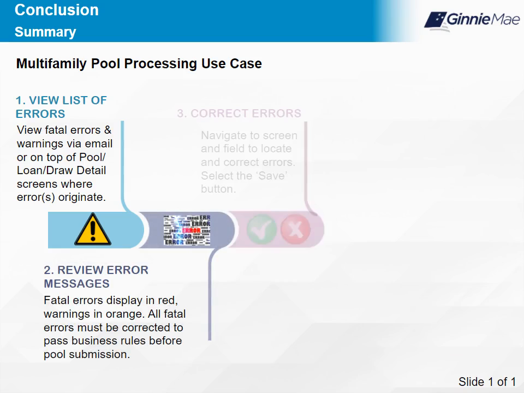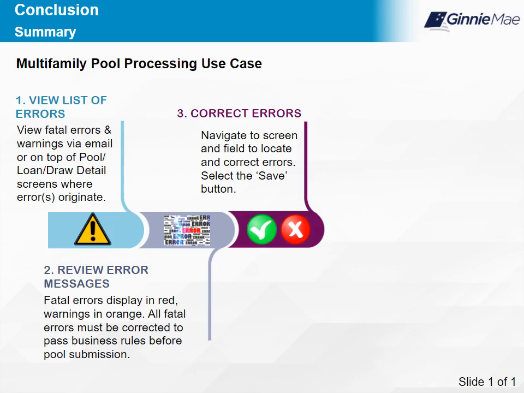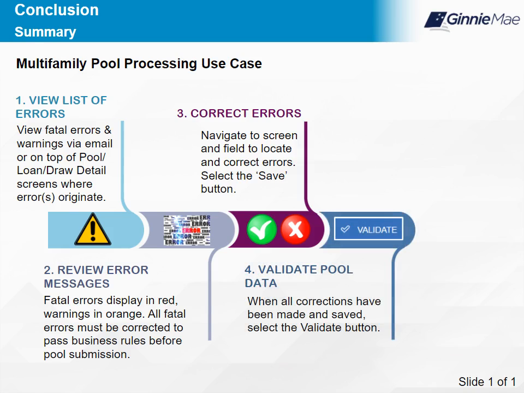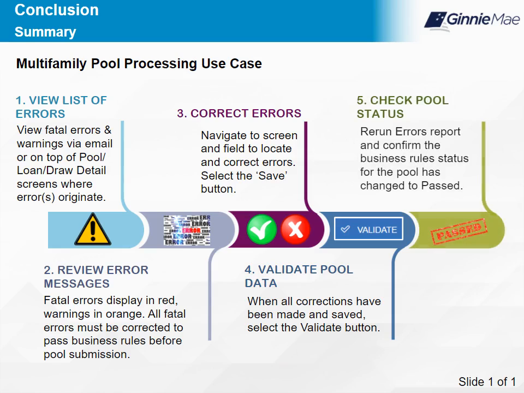Using a test case, you learned the steps to correct errors, which included the navigation path to specific fields and how to activate the edit function to correct data errors. You also learned about the Validate feature in Mfpdm to run Ginnie Mae business rules. Finally, you learned how to check pool status to confirm that the error corrections you made were successful and the pool's business rules status has changed to Passed.